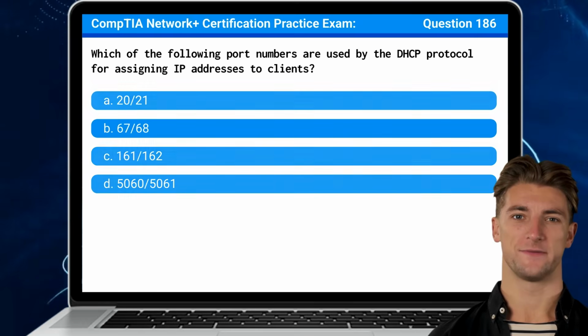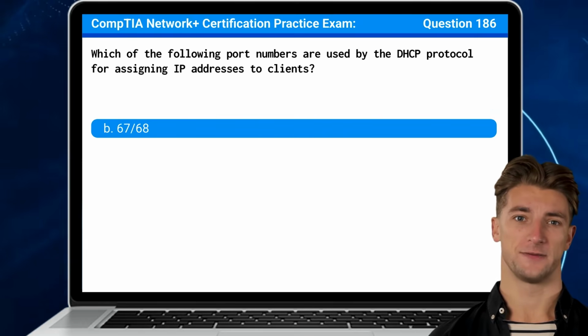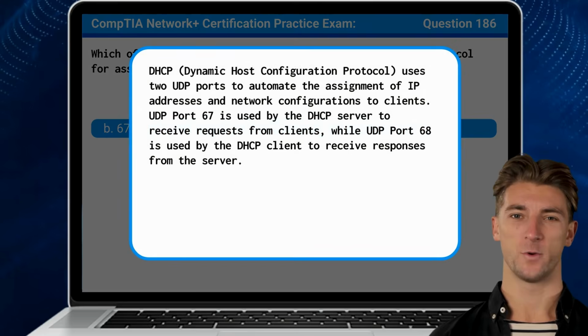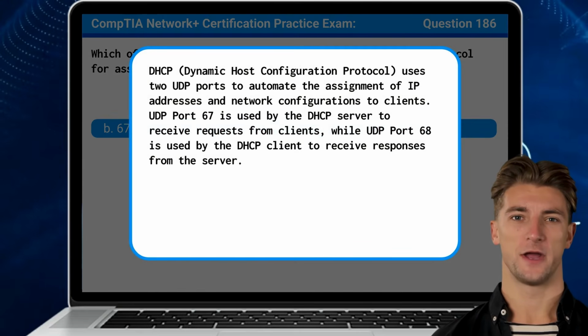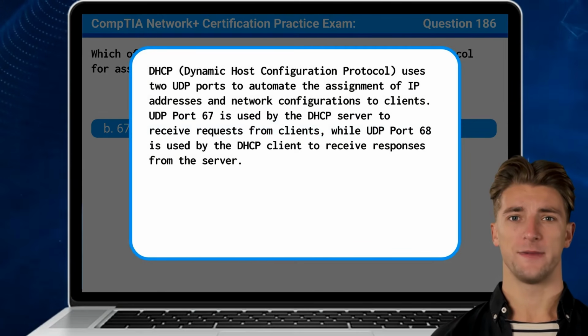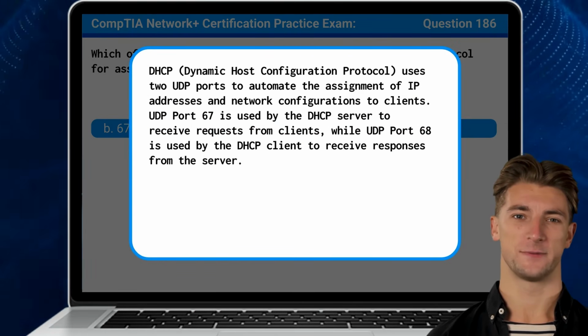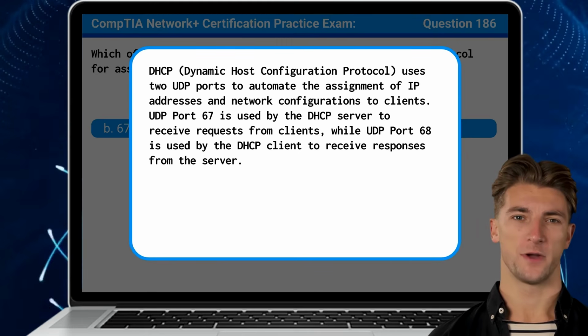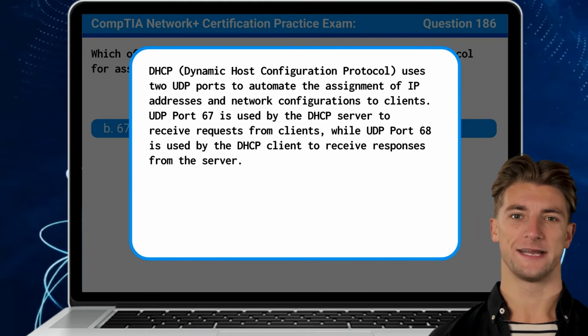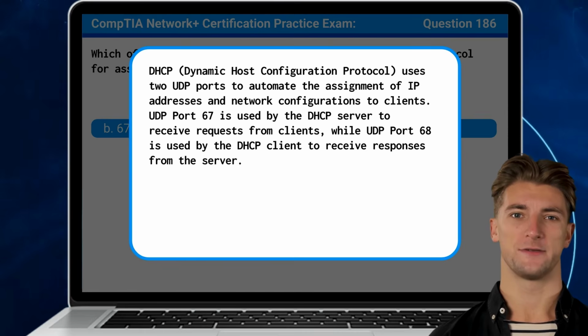The answer is B. 67 and 68. DHCP, or Dynamic Host Configuration Protocol, uses two UDP ports to automate the assignment of IP addresses and network configurations to clients. UDP port 67 is used by the DHCP server to receive requests from clients, while UDP port 68 is used by the DHCP client to receive responses from the server.